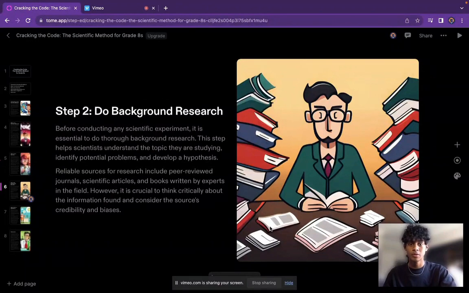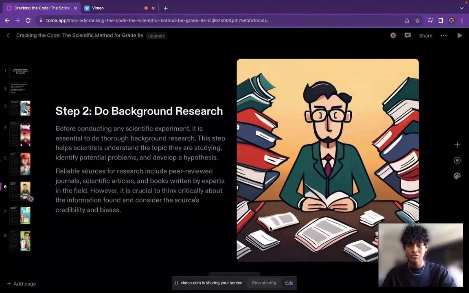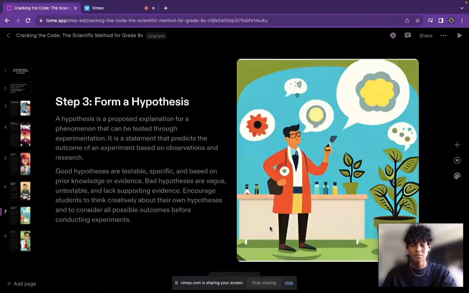Step 2. Background research. Before conducting any scientific experiment, it is essential to do background research. This step helps scientists understand the topic they are studying, identify potential problems, and identify a hypothesis. Reliable sources for research include peer-reviewed journals, scientific articles, and books written by experts in the field. However, it is crucial to think about the information found and consider the resources for credibility and biases.